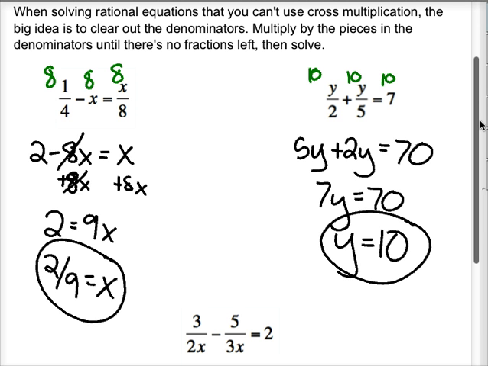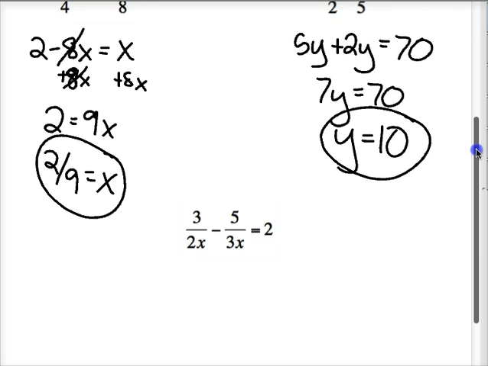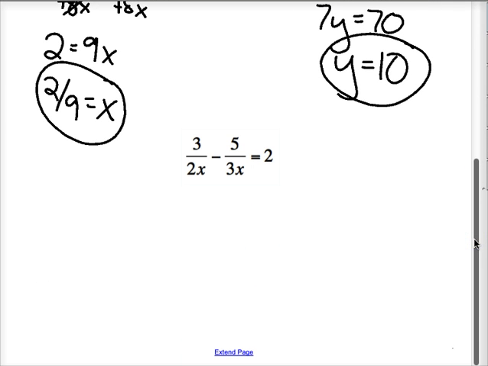So these two examples are meant to show you the first one, that sometimes there's an overlap, so you don't have to multiply by too much. This second one was supposed to show you sometimes you just have to multiply by both denominators in order to get rid of them. Now let's take a look at one last example.